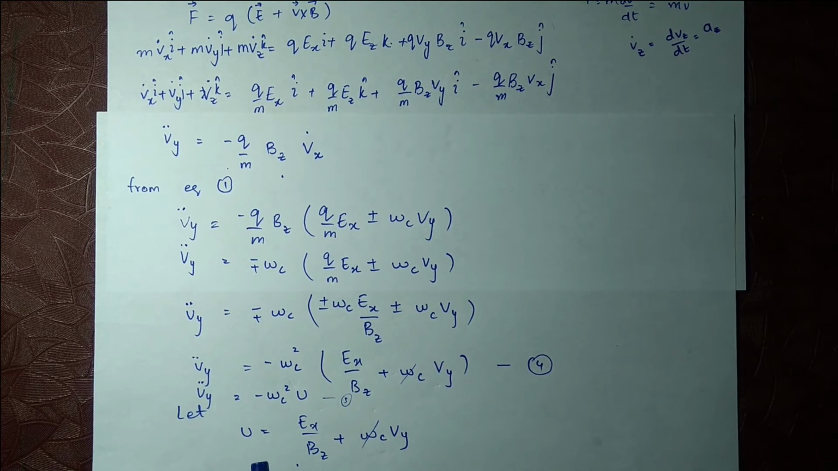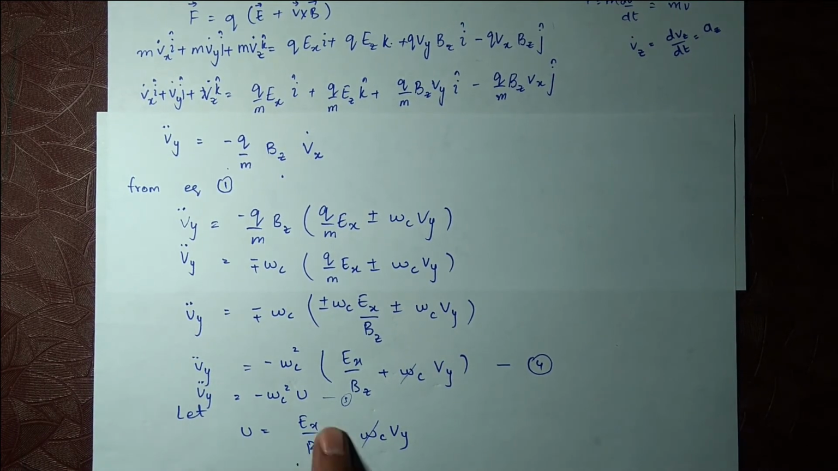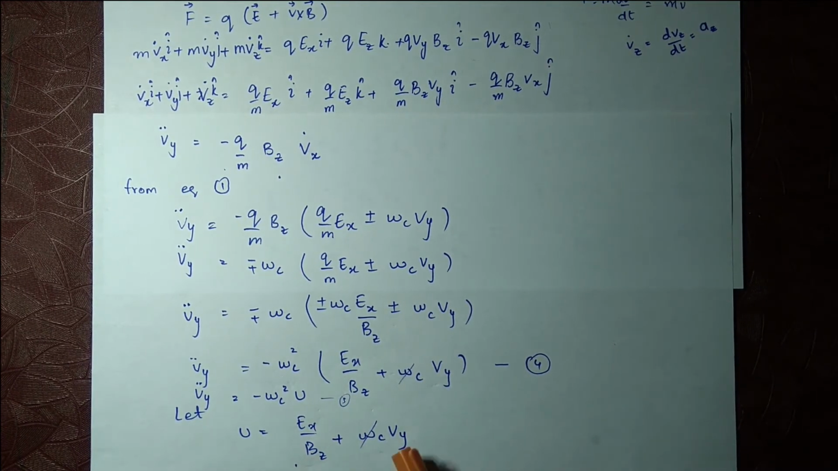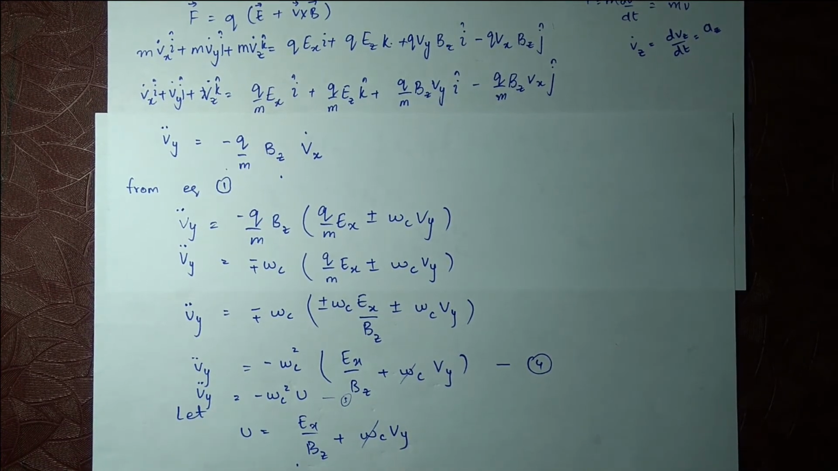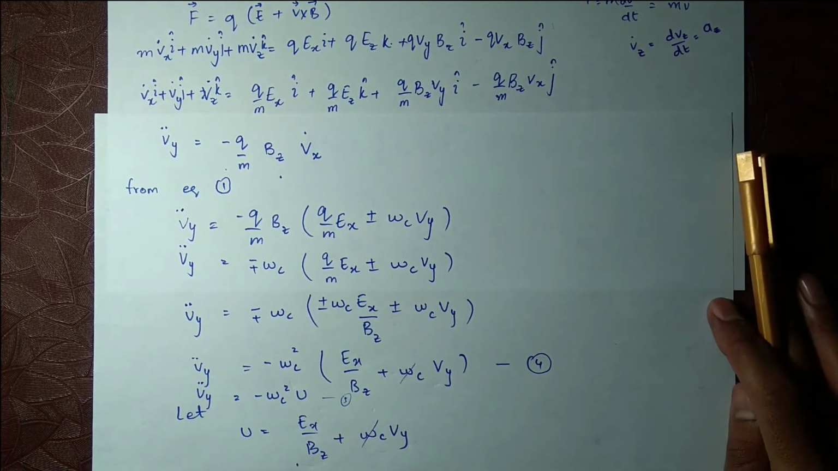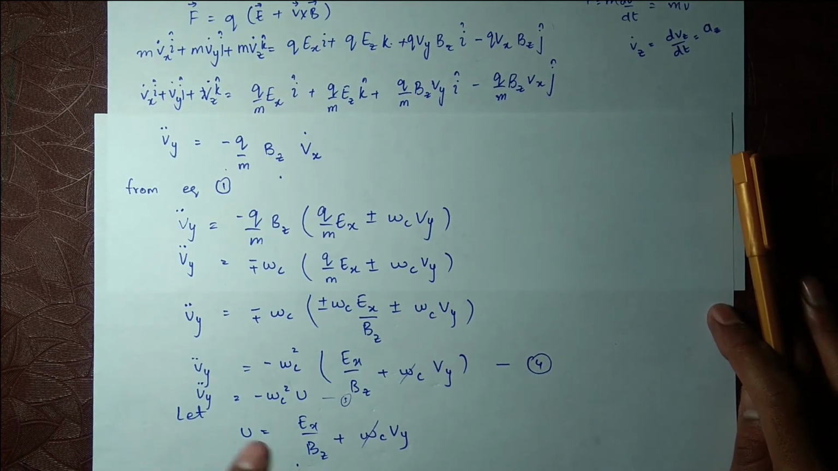So now taking the time derivative of this u, it equals, this term goes to 0 because there is no time dependence on it, and this Vy gets a dot on it. When we take the second derivative, we get Vy double dot. From this we can say that u double dot equals Vy double dot, and Vy double dot equals this term.